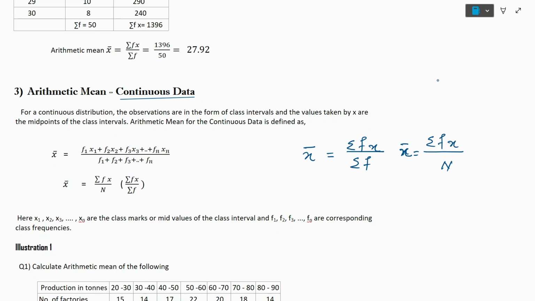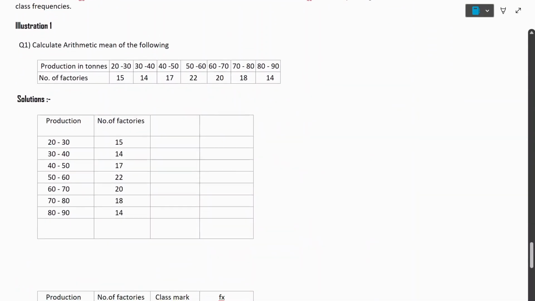Now see here, calculate arithmetic mean of the following. This is a question. It is given in a table: production in tons, number of factories. How do you make out this is continuous data? Because of the class interval. Because it is given in class intervals, right? 20 to 30, 30 to 40, 40 to 50. That means this column represents the class interval and this one represents frequency. Therefore, it is continuous data.